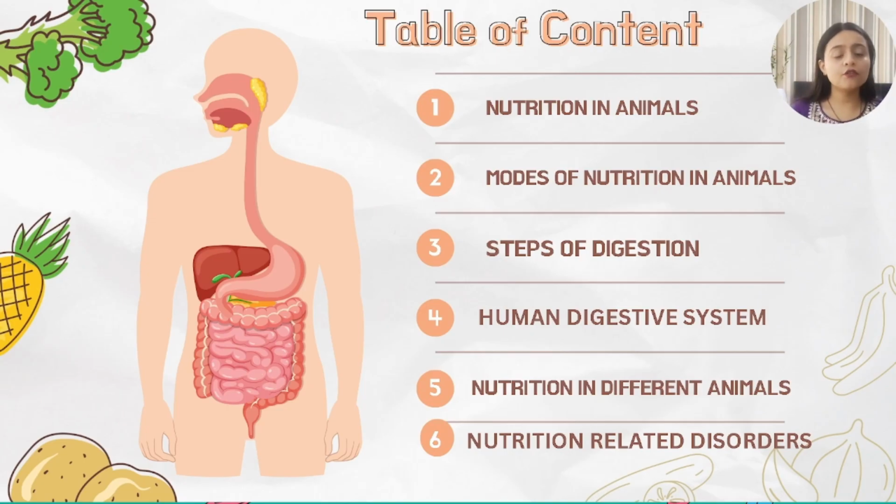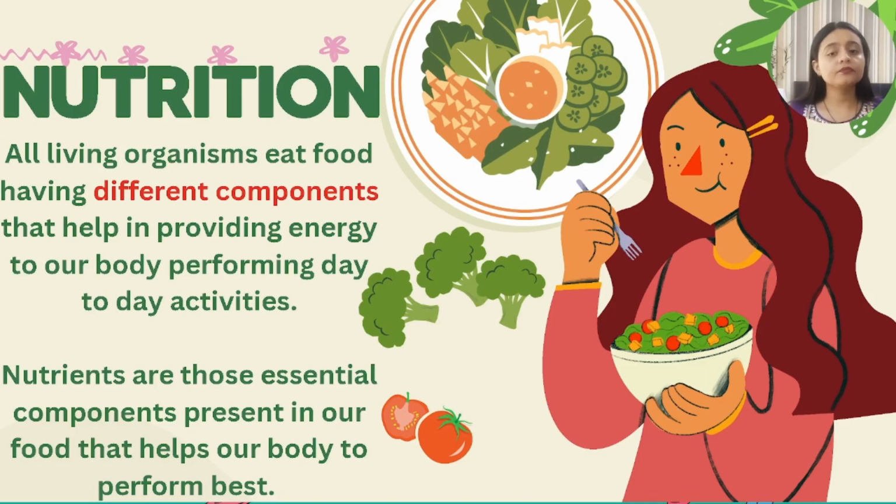Alright, this is the table of content which you are going to study. Number 1, we are going to study about nutrition in animals. Number 2, modes of nutrition in animals, steps of digestion, human digestive system, followed by nutrition in different animals, and then we are going to study about certain kind of disorders which happen due to lack of certain nutrients in the body. Okay, let's get started.